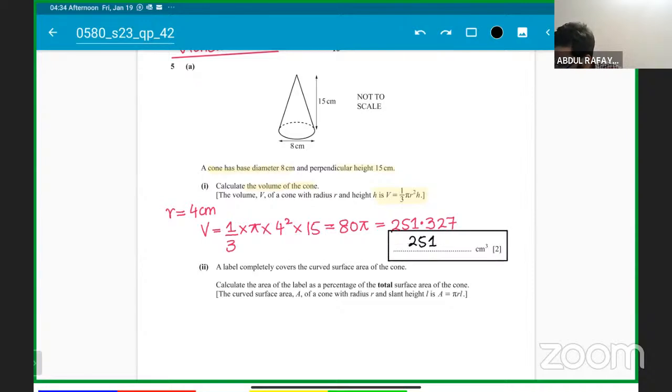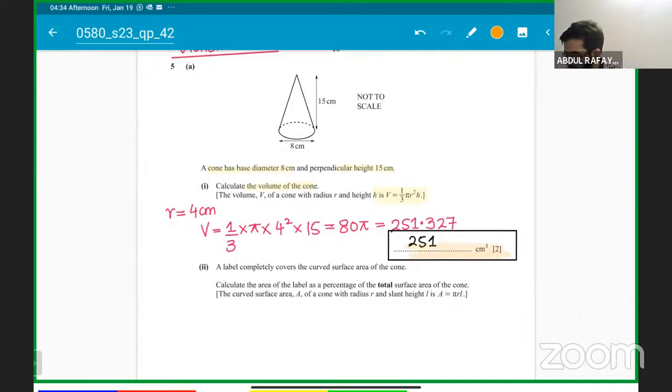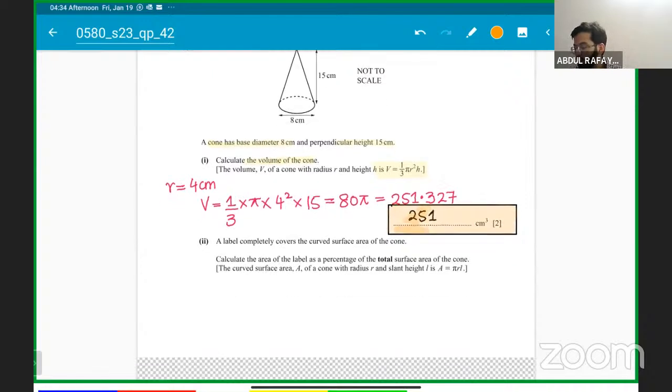Hello, students. Everyone got it clear? Any problem, anyone? The diameter is given, so make sure you change it to the radius, and the remaining things are available, so don't worry about that. Okay, so this 2 marks part is done.